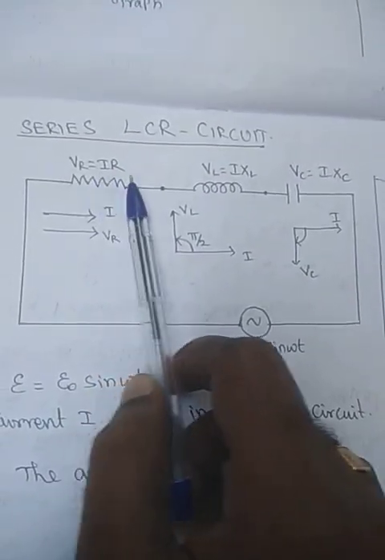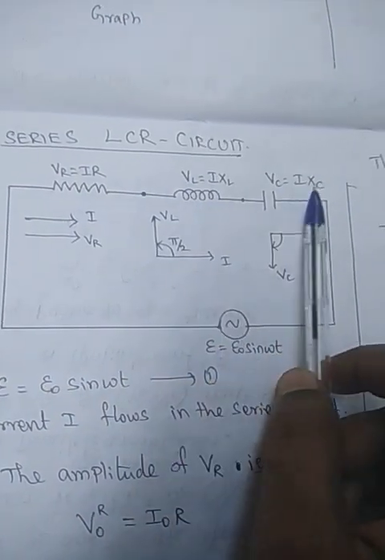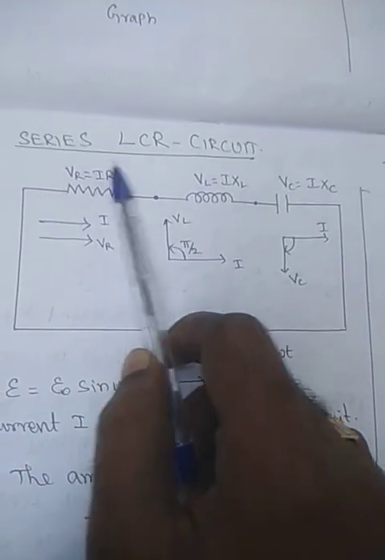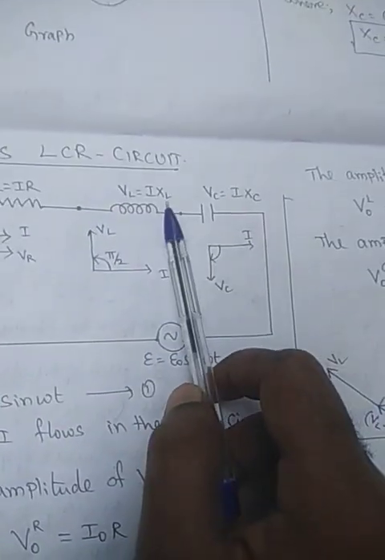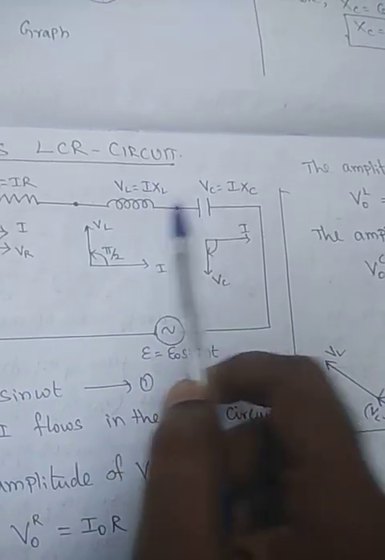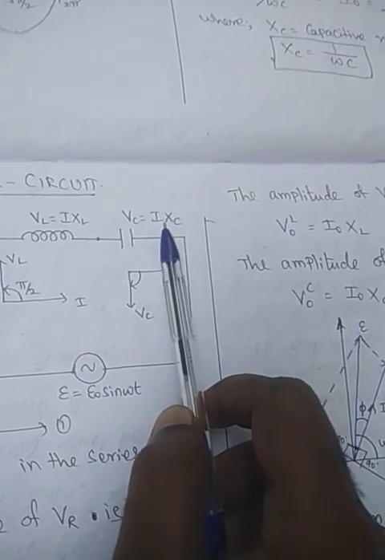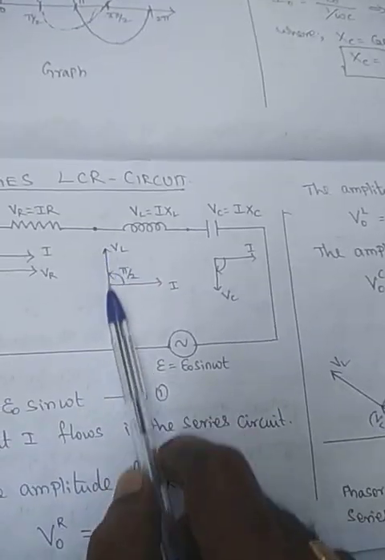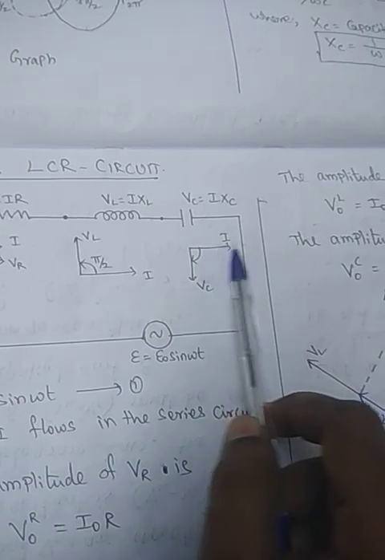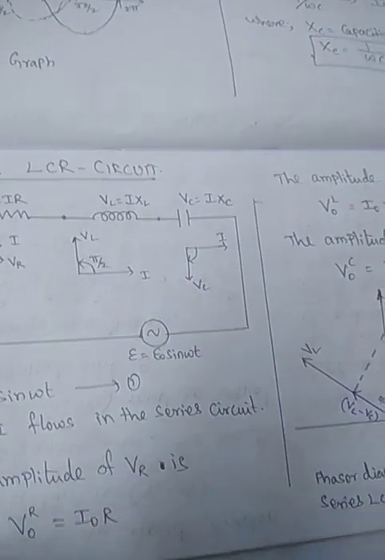Here we are substituting Ohm's law, V is equal to IR. For the resistor, the resistance value is R. For the inductor, the resistance value is the inductive reactance. For the capacitor, the resistance value is the capacitive reactance. This graph shows the current and this is the voltage direction.